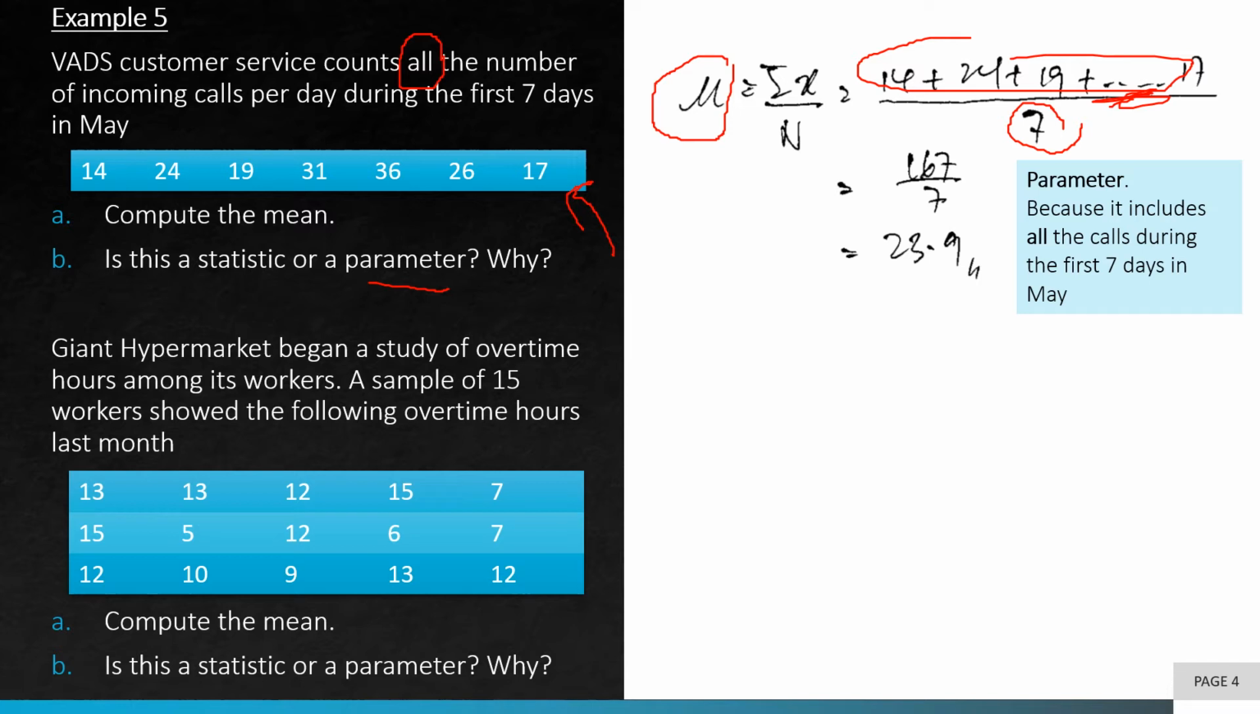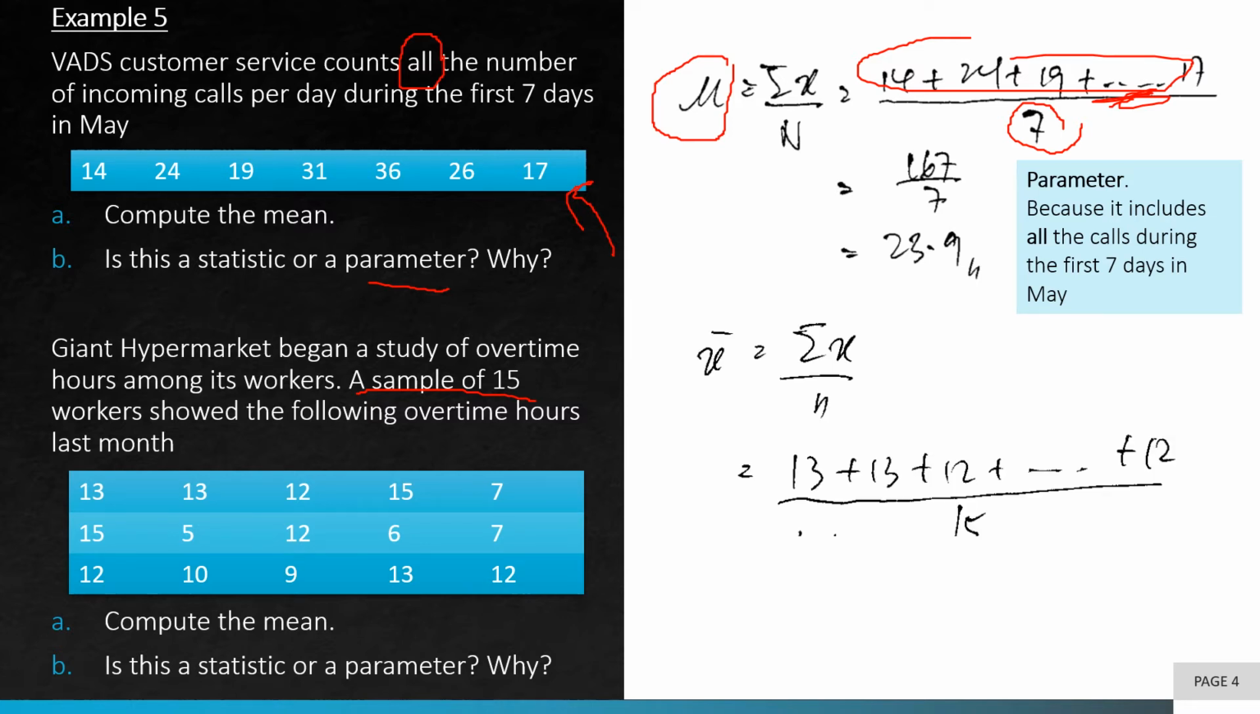Okay, the second part. Giant Hypermarket began a study of overtime hours among its workers. A sample of 15 workers showed the following overtime hours last month. So the keyword there is sample. So are you computing the population mean or sample mean? Yes, you're finding the sample mean. So write down that you're finding the sample mean, or we put it as x bar.